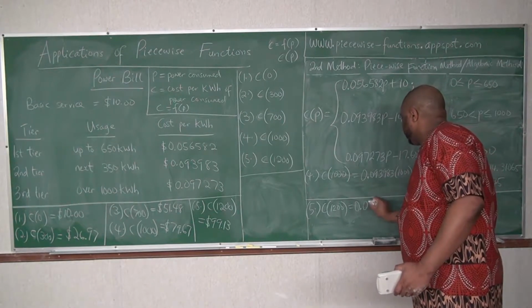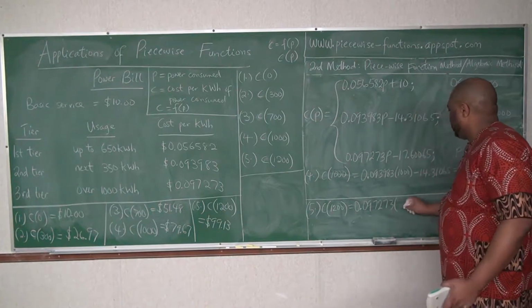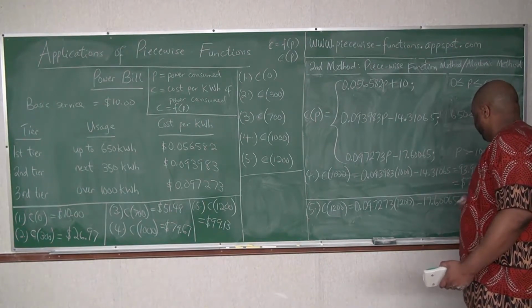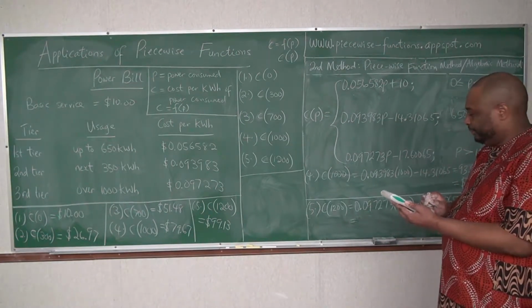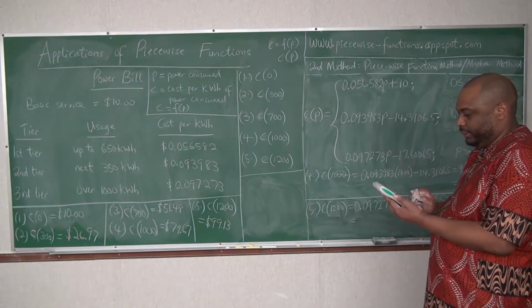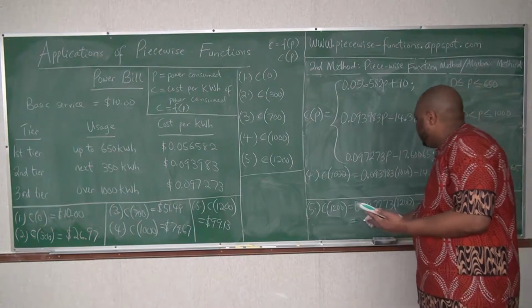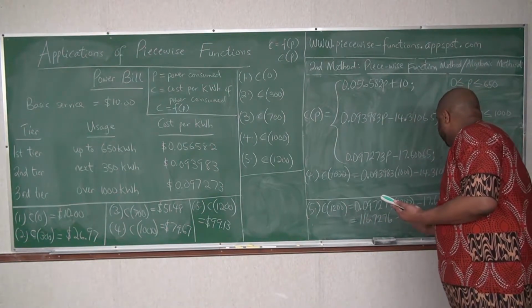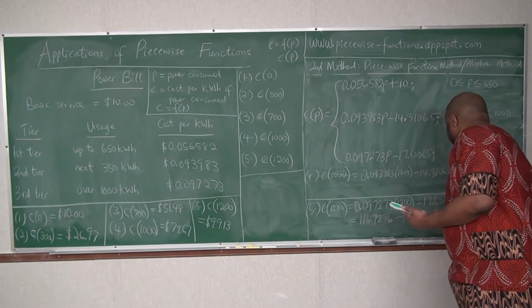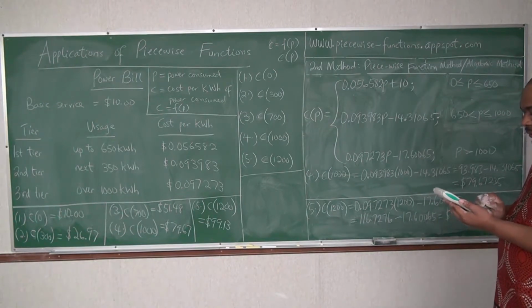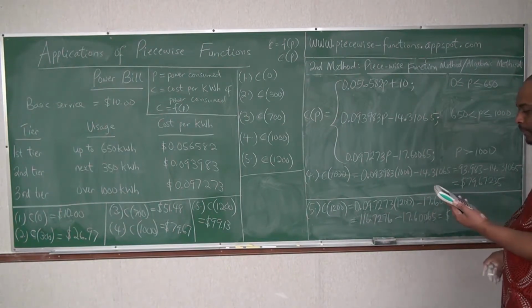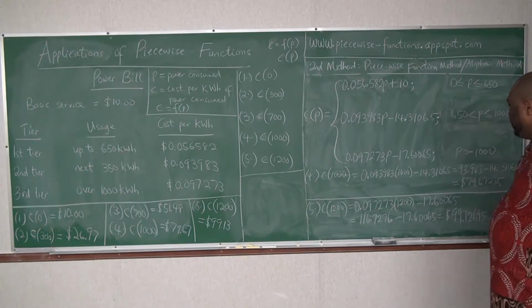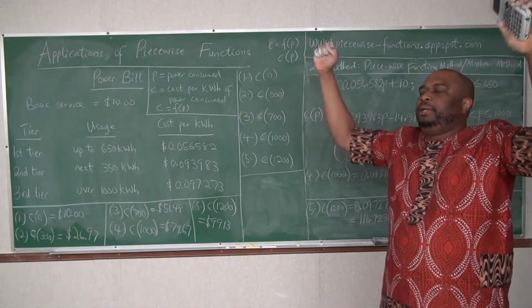0.097273 times 1200 minus 17.60065. 0.097273 times 1200. And that is 116.7276 minus 17.60065, and that is 99.12695. Thank God.